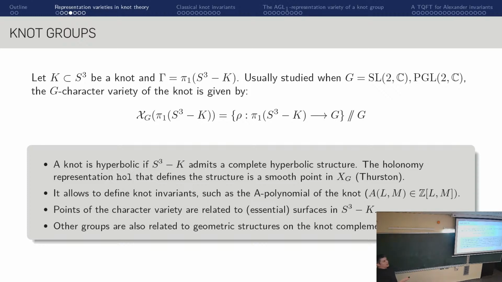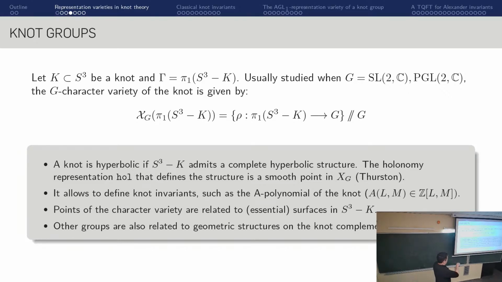And then defining a hyperbolic structure on that complement, since PGL2C is the group of isometries of hyperbolic 3-space, is equivalent to defining a representation of pi1 into PGL2C. So that hyperbolic structure corresponds to a specific point in your character variety. That's called the holonomy representation. And it's also known that that specific point belongs to a component, and actually that point is a smooth point inside your big character variety.